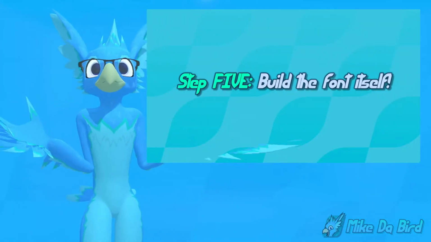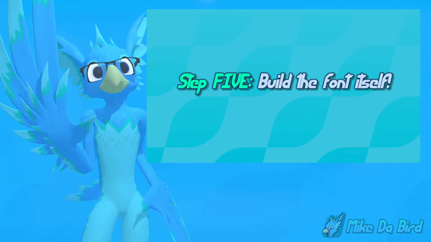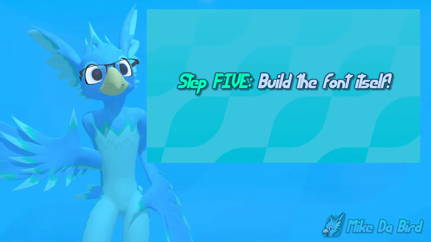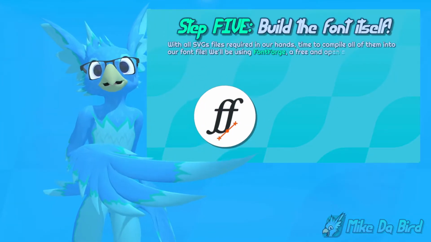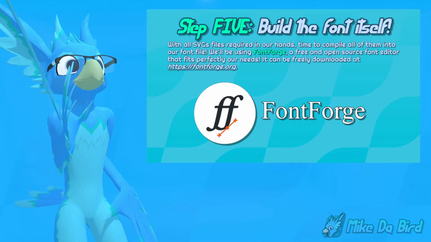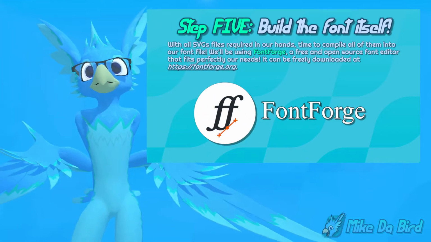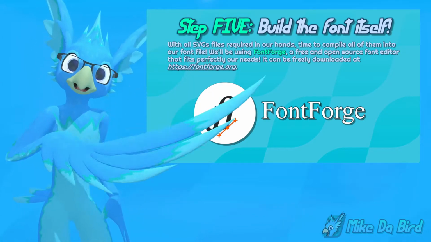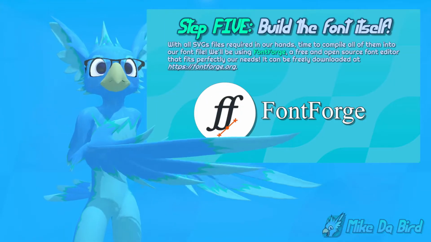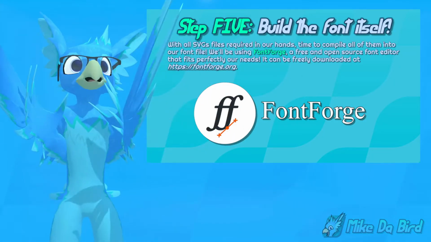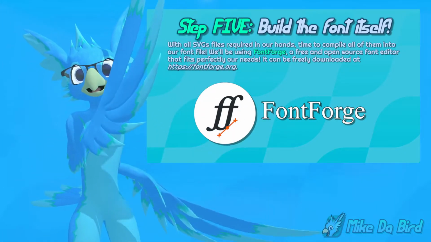So now we have the glyphs, all of them already. But now step 5 is to actually build the font itself. So now we're actually gonna go into FontForge. It's a free and open source font editor that fits perfectly your needs, and it can be freely downloaded on fontforge.org. So yeah, if you don't have it, I'd recommend downloading it. If not, you have other options too. But that's what I'm going to be using, FontForge.